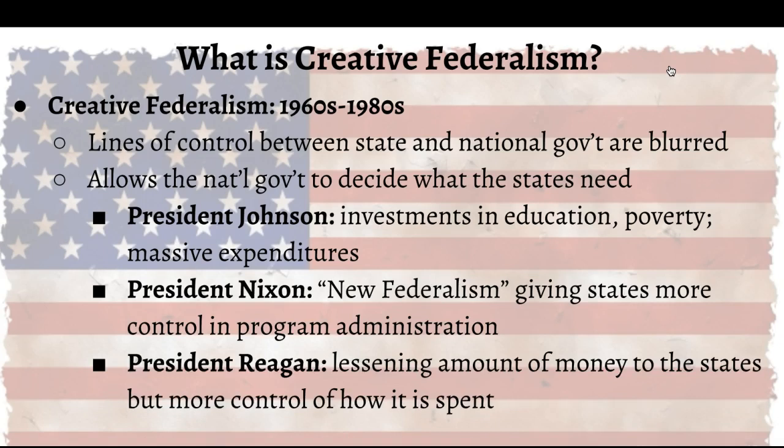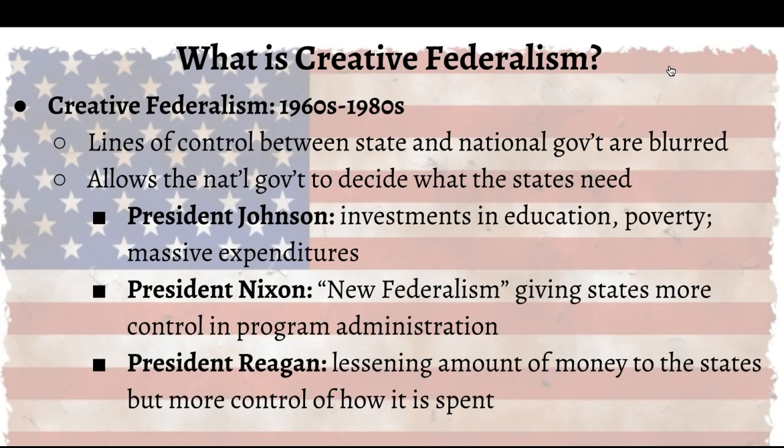And then as we get into Ronald Reagan in the 1980s, who was very adamant about lessening the role of government in society, Reagan is going to begin pulling back on the amount of money that is given to the states, right? But even though he's going to lessen the amount of money given to the states, the money that the states do get, they get more control over how to spend it. So this is going to be seen as a return of power and responsibility to the states.